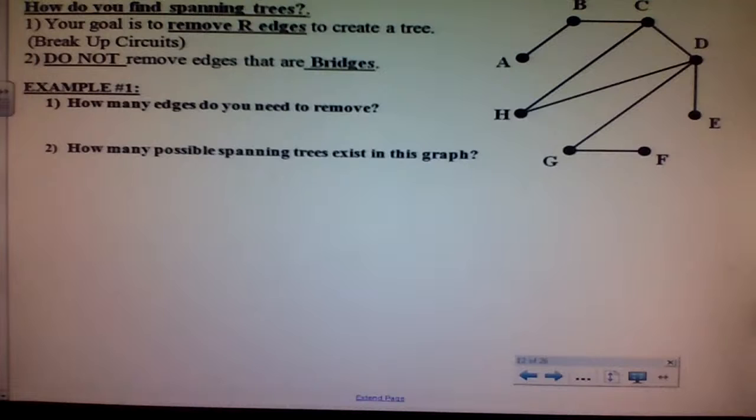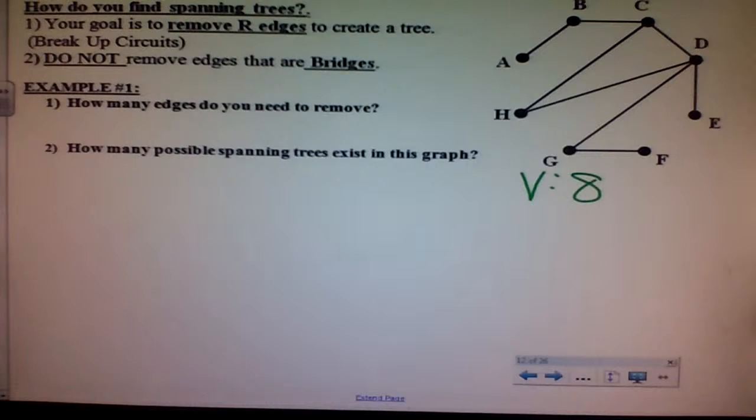Okay. So this is the next concept. How do I find how many spanning trees are in my graph? So the first thing we need to figure out is how many edges do I need to remove? Okay, so we need to figure out the redundancy. So how many vertices do I have in my graph?